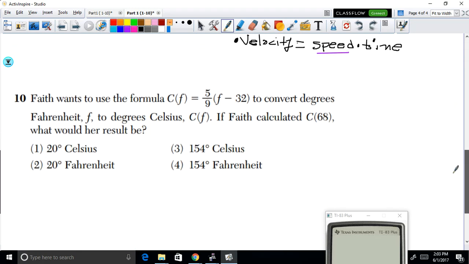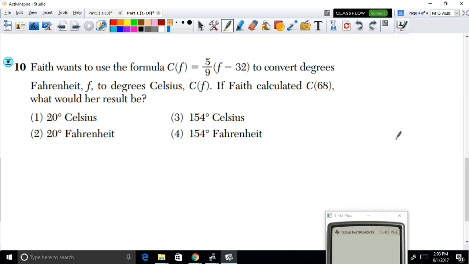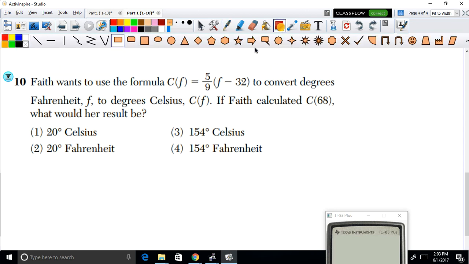All right. So we're down to the last question for this part. Now it says Fate wants to use the formula. So we've been given a formula, and that is nice. The formula states C of F is equal to 5 over 9 times F minus 32. Now, let's be careful about what this formula does.